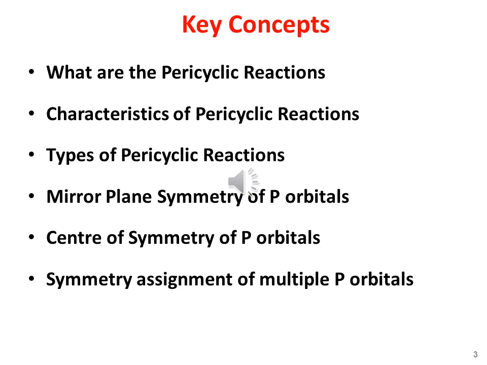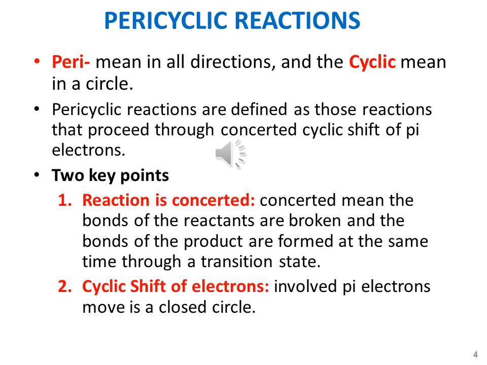We will study the symmetry of the p orbitals, since there are two types of symmetries of the p orbitals, namely mirror plane symmetry and the center of symmetry. We will see how these symmetries are assigned, and at the end of this lecture we will learn how one can assign the symmetries if multiple p orbitals are present. So this is a list of the key concepts of today's lecture. Let's move towards the definition of pericyclic reactions.